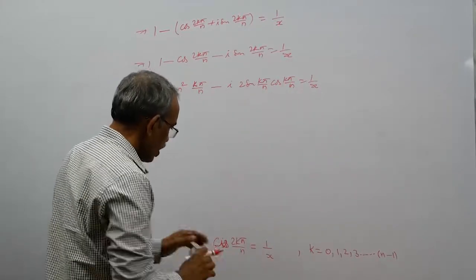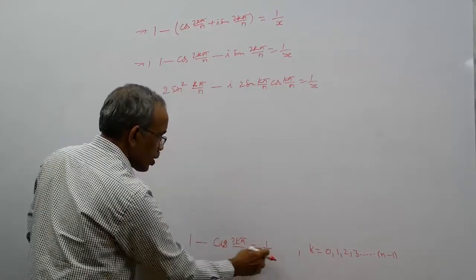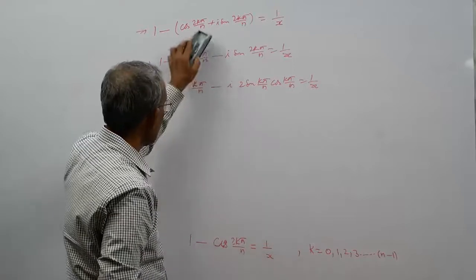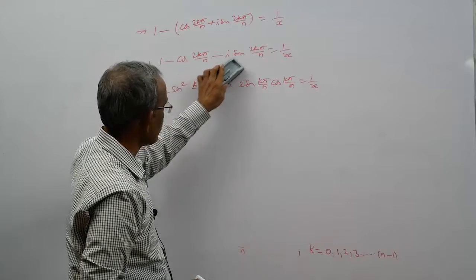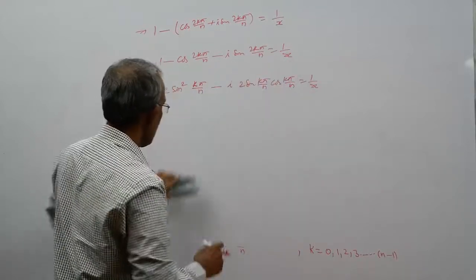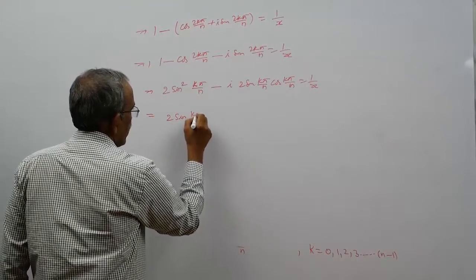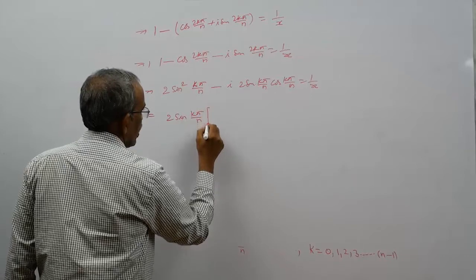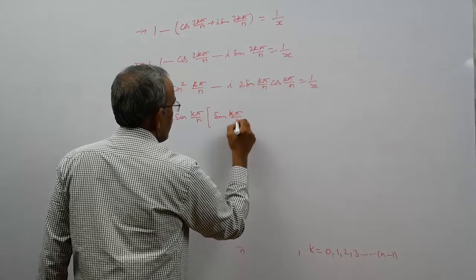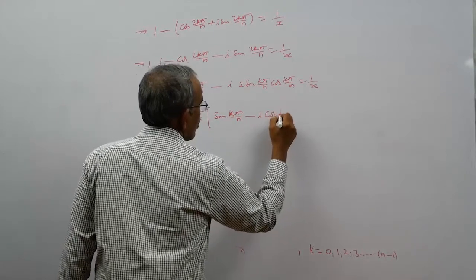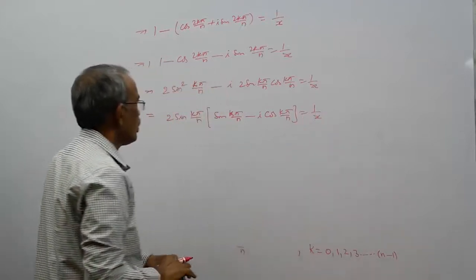Here cis 2kπ/n is equal to 1/x. Cis means cos θ plus i sin θ, so we wrote it that way. Because of the minus, we get cos 2kπ/n minus i sin 2kπ/n is equal to 1/x. Here the common term is 2 sin kπ/n, then we get sin kπ/n minus i cos kπ/n is equal to 1/x.